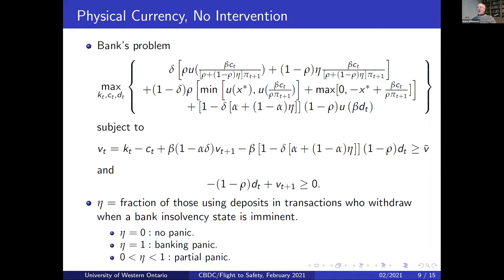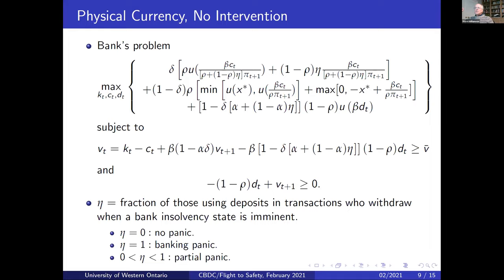So if withdrawal happens, all these depositors show up simultaneously at the bank at the end of the centralized market and request withdrawal. The bank can't observe their types, so it just distributes the currency it has uniformly across the people who want to withdraw. We can have an equilibrium with no panics, that's eta equals zero. Eta is the fraction of people who would normally use deposits in transactions who choose to withdraw.